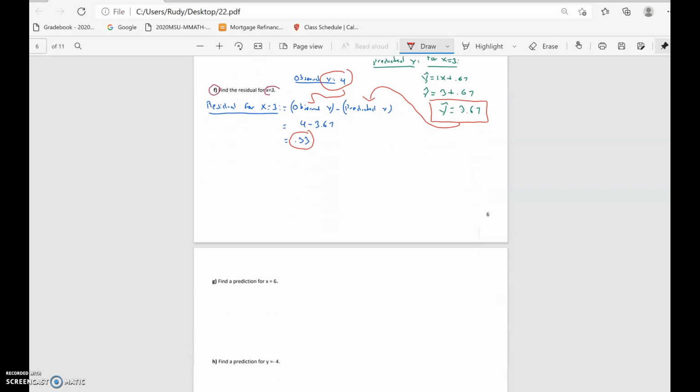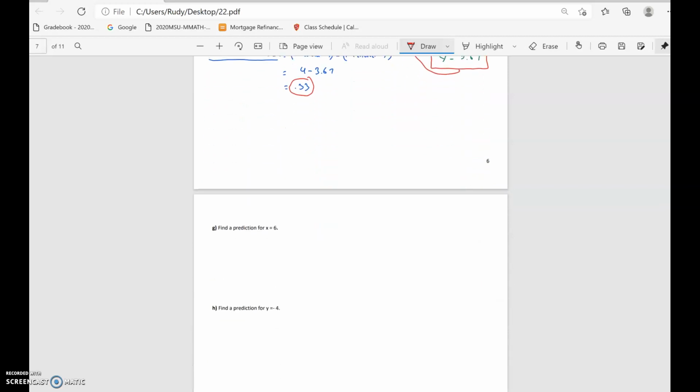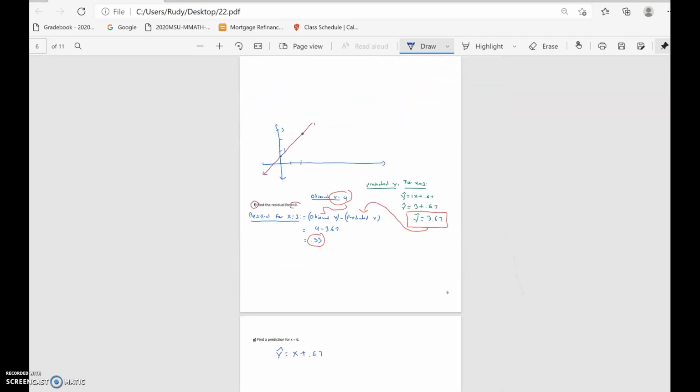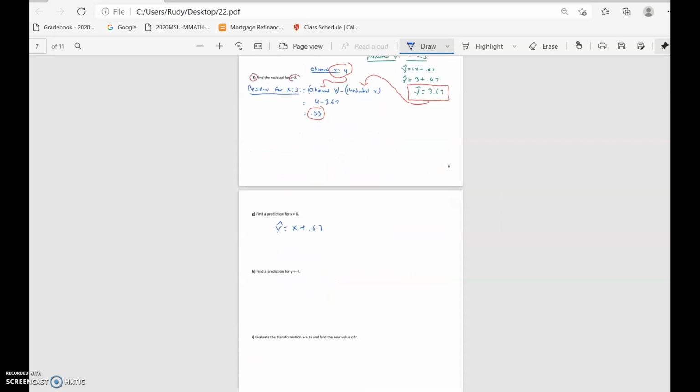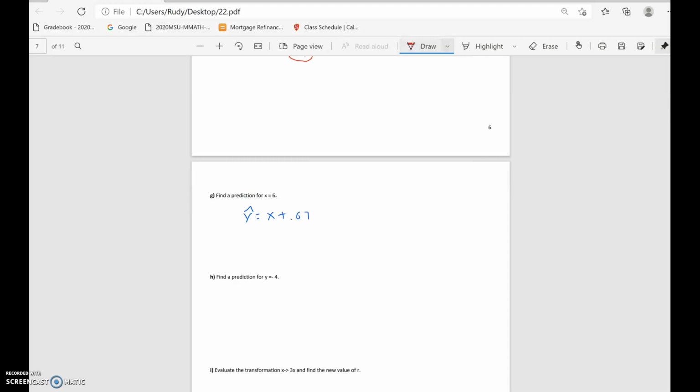Let's move on to a prediction for x is equal to 6. So in this case, we're just going to be evaluating the y hat. This is equal to x plus 0.67. And we're just using the original part D, your y hat. So for x is equal to 6, we're just going to do a basic plug-in. X is equal to 6 goes here. So we end up with your y hat, which is equal to 6 plus 0.67. Your y hat is equal to 6.67.